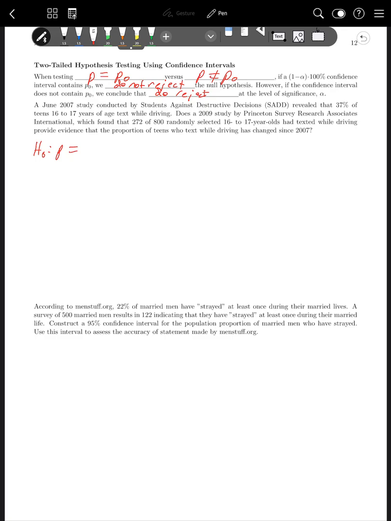So in this case, P starts out at 0.37, and we want to know, has it changed? So that's P does not equal 0.37. And so now, because we're doing a not equal to hypothesis test, we can use a confidence interval. So instead of doing a one prop z test, I'm instead going to do a one prop z int, like we did in chapter 9.